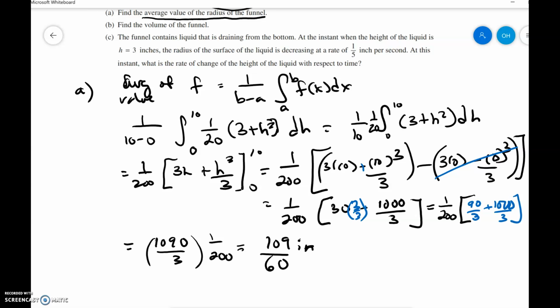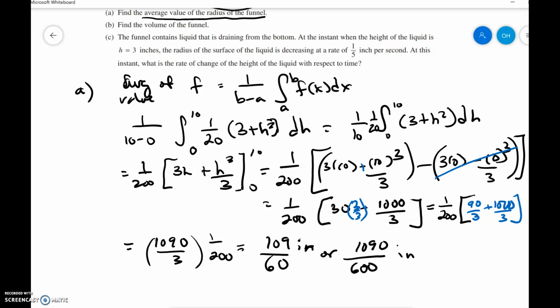Now you don't have to reduce that for the AP exam. You could totally leave it as 1090 over 600, and I would recommend that you do that, because you lose points if you reduce your answer and you had it correct first, but then you made it incorrect. Now, where the units come from and why this would make sense as being inches, is they want the average value of the radius, so this should be the average radius, and radius is one-dimensional, so it should be inches.